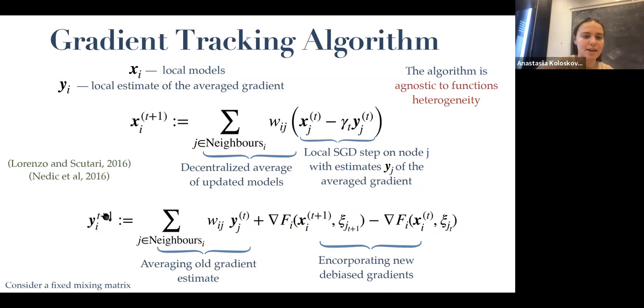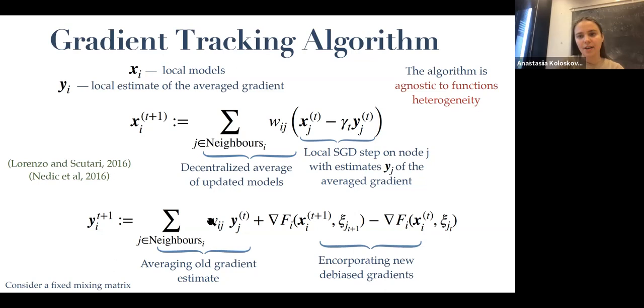keeps track of this averaged gradient Y, and how is it done? First, all the values are averaged within this decentralized topology. And second, new gradients are incorporated: we add new gradients and subtract old gradients. The idea is kind of reducing the bias. If you always go to the right, you would subtract this direction going to the right, and you would get a debiased gradient somehow, which hopefully captures the global direction well.